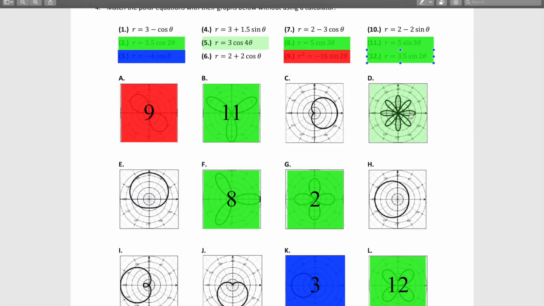And that leaves us with this one. There's 1, 2, 3, 4, 5, 6, 7, 8 petals. So I know it has to be 4 theta and a cosine. So it makes sense that this one has to be 5.